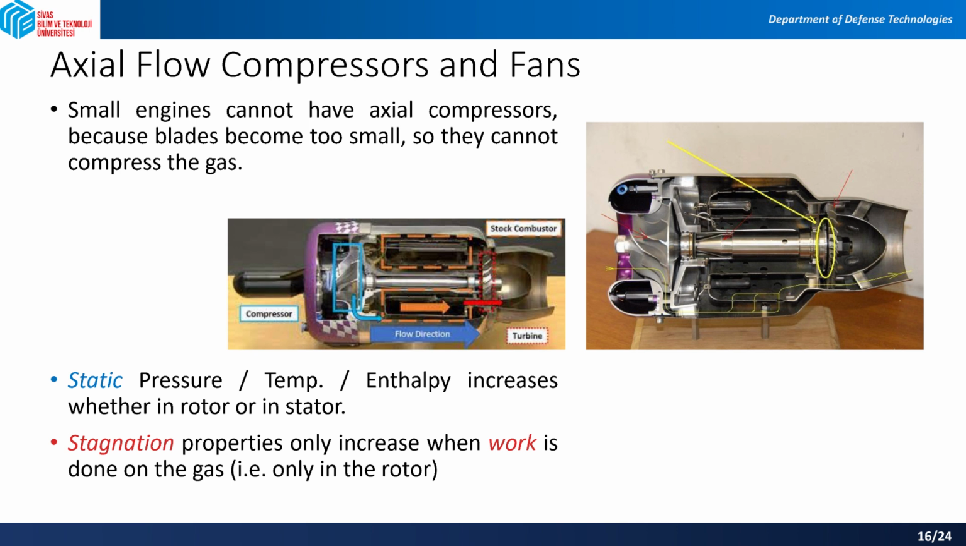By the way, in small engines like microjet engines, as I bring some pictures of it for you, you cannot have axial compressors because the blades will become too small, so they cannot compress the gas for you. That's why in very small engines like microjet engines, you have only radial or centrifugal compressors. And you can see that there could be axial turbines inside these engines as well.